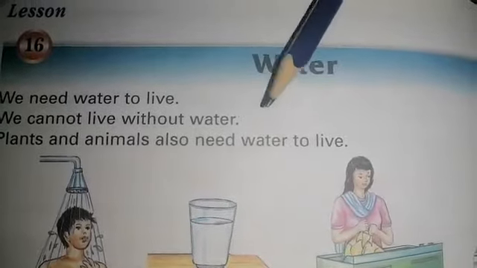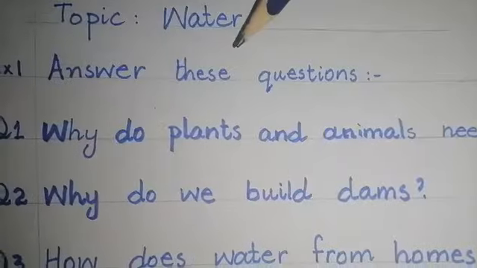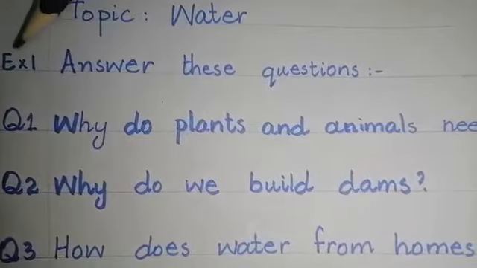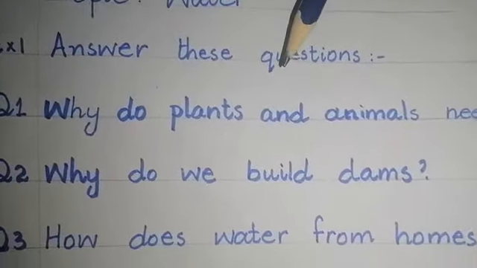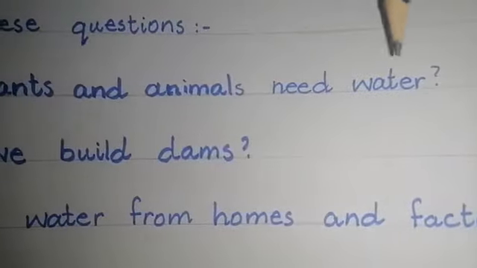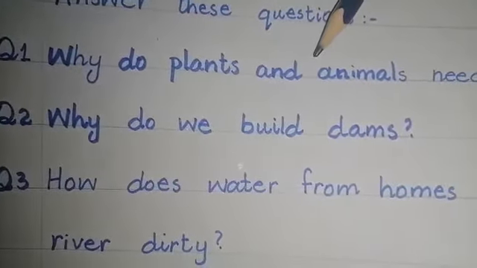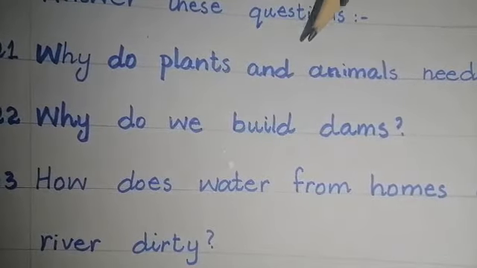So now we will do the question answers of this chapter. So let's get started. Exercise 1, answer these questions. Question number 1, why do plants and animals need water? So it is very obvious. Now you people tell me, why do plants and animals need water?